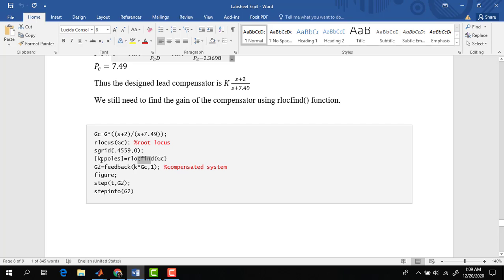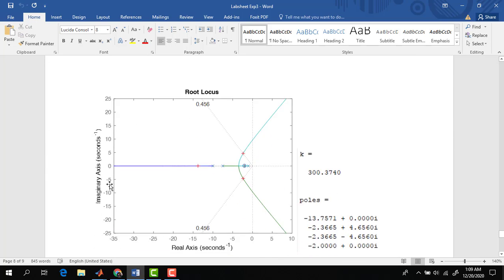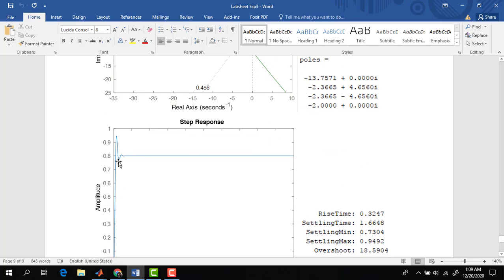It will give us the gain and the poles. We need the gain, of course. So the gain is then multiplied by the open loop function GC, which is the compensated open loop, and by giving a negative feedback to it, we finally get our closed loop G2. Then we plot our step function and we get the stepinfo as well. So this is our compensated step response. You can see that the error has not improved a lot, but settling time should improve.